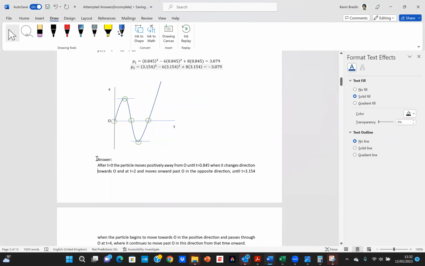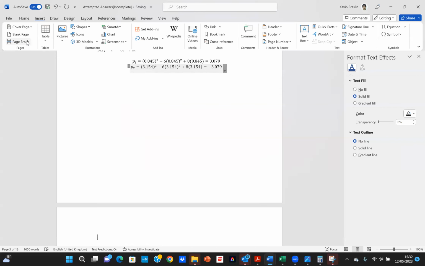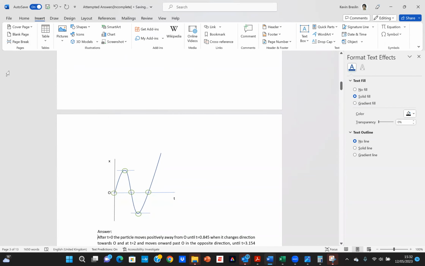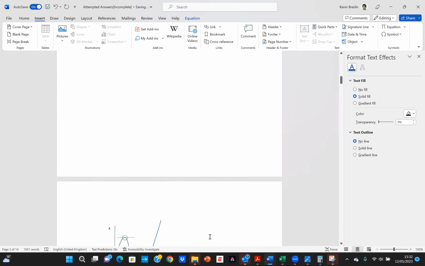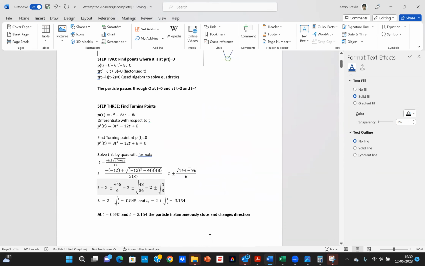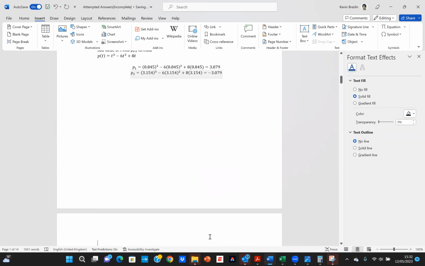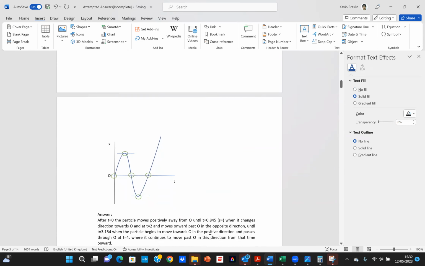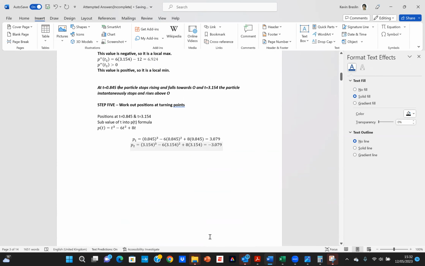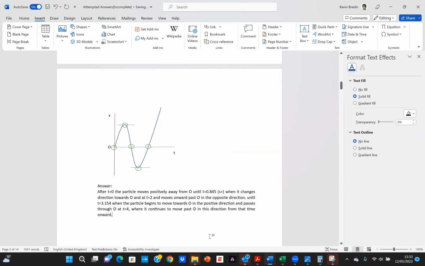So after t equals zero, I'm also going to take a bit of a break here. Insert page break. So after t equals zero, the particle moves positively away from O until t equals 0.845. And you can probably say S equals, what do we work it out to be? I worked it out here, 3.078.